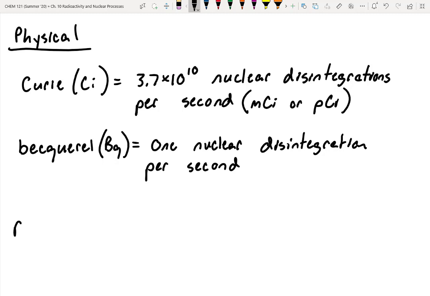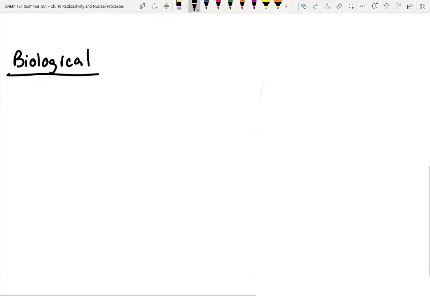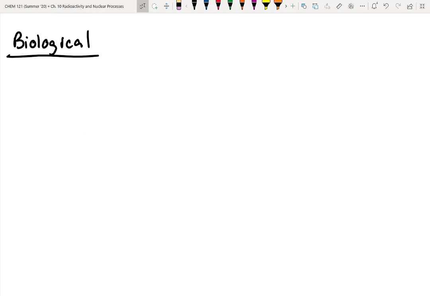Now let's take a look at the biological ones. Like I said, the biological ones are typically used when you're studying the damage caused by radiation, or in this case, trying to measure exposure to assess risk. The first one is the Roentgen, and its symbol is R. It's a capital R, and this one is used with X-rays and gamma rays.